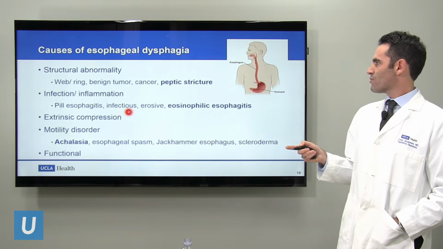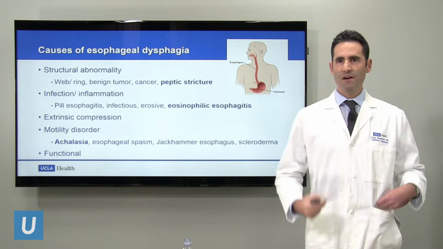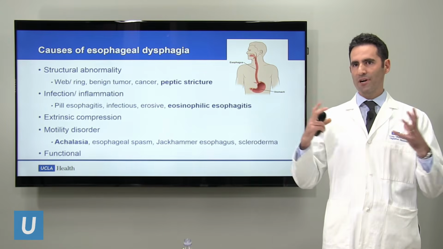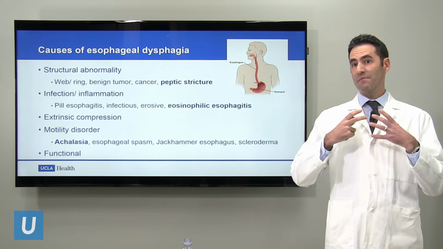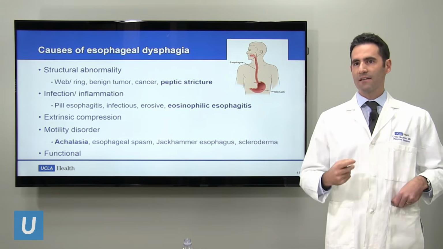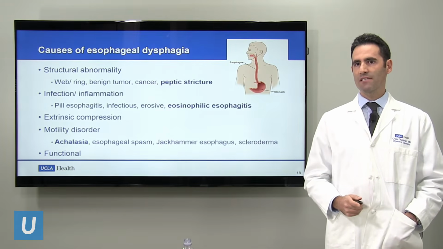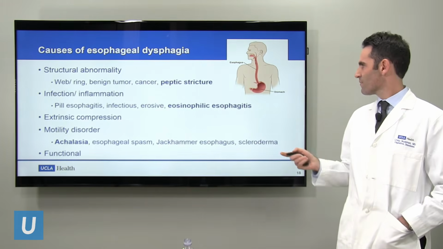Another main group of causes of esophageal dysphagia is extrinsic compression. Remember, the esophagus is a hollow tube, so anything that presses on the esophagus, like lymph nodes in the chest, a big heart, a big thyroid gland, could result in the impedance of solids or liquids down the esophagus and result in esophageal dysphagia.